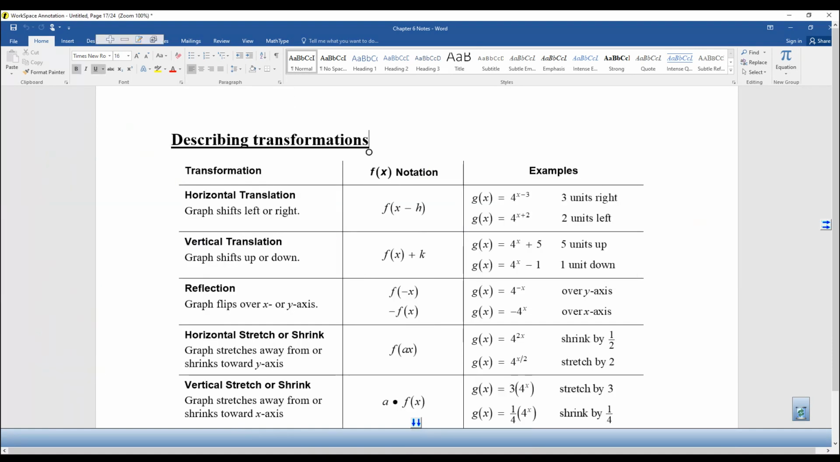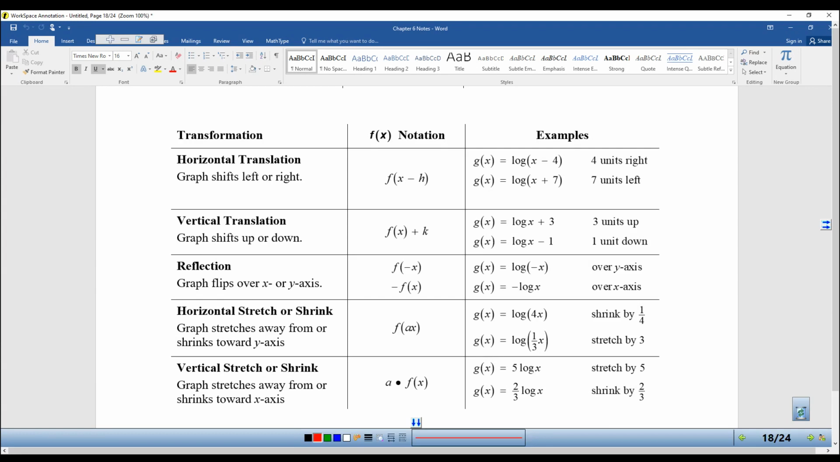So just in case you want to screenshot it, here is your book's explanation of left, right, up, down, reflecting. I kind of like the way I do it, but everybody learns differently. So I'm perfectly happy to have you use these as your general guideline as well.